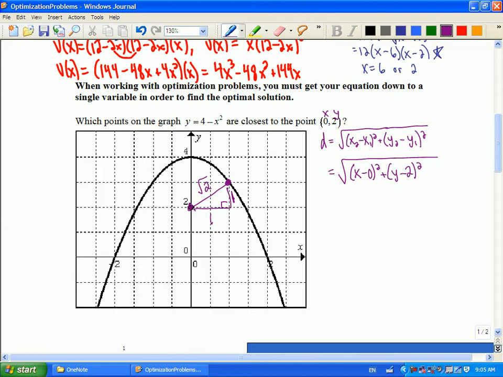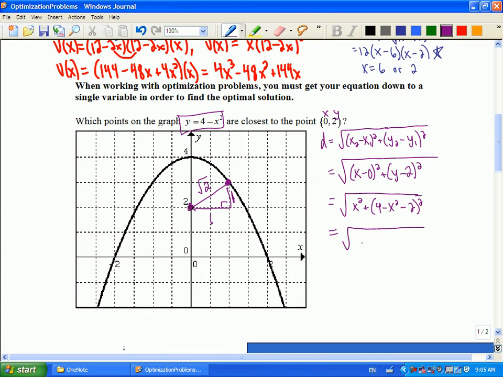Now, so far so good. However, I don't want to deal with x's and y's. I just want x's in this when I'm going to maximize it. So can anybody think of a clever way? Right, so we have this relationship here. That means we don't need to use y. We can just say this is 4 minus x squared, minus 2.